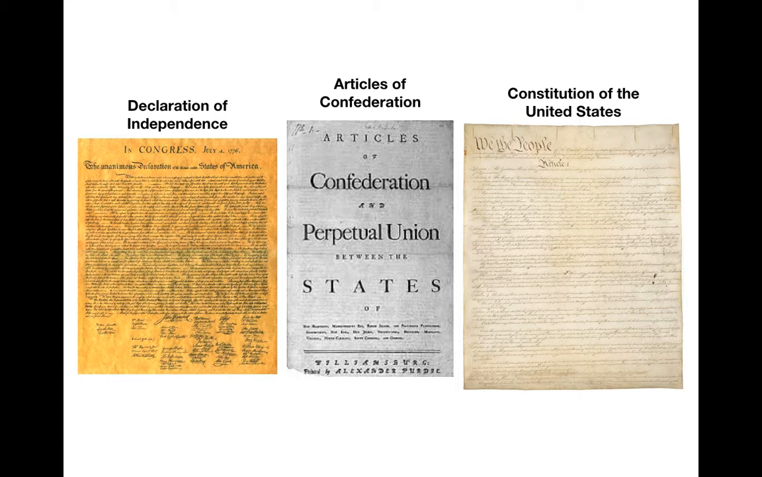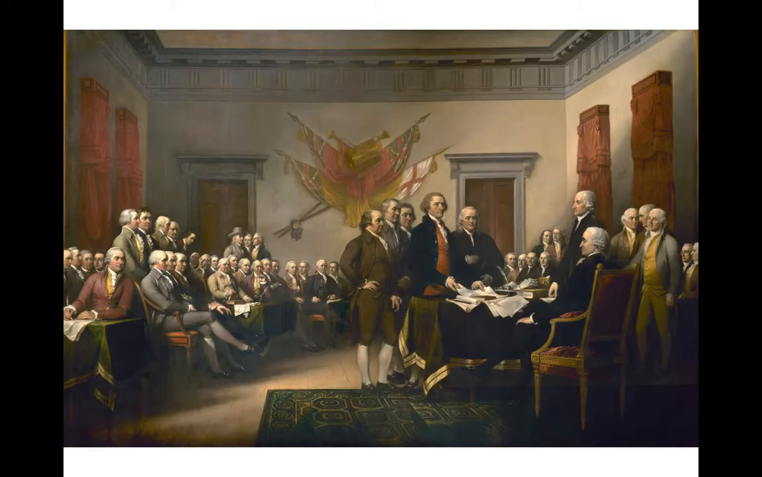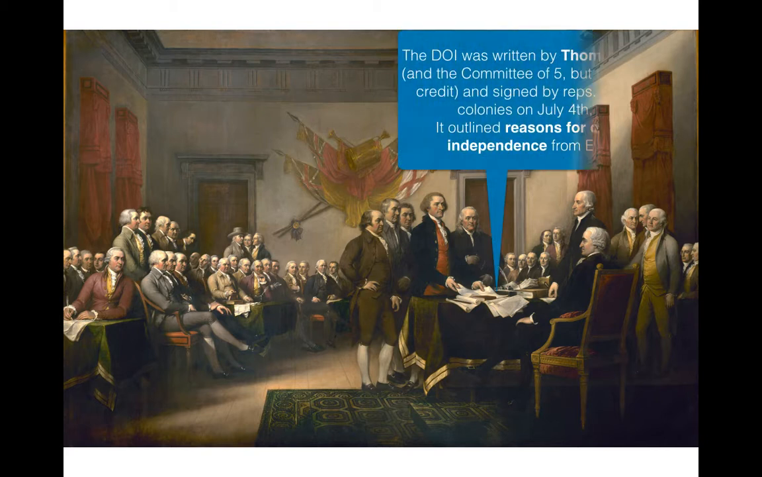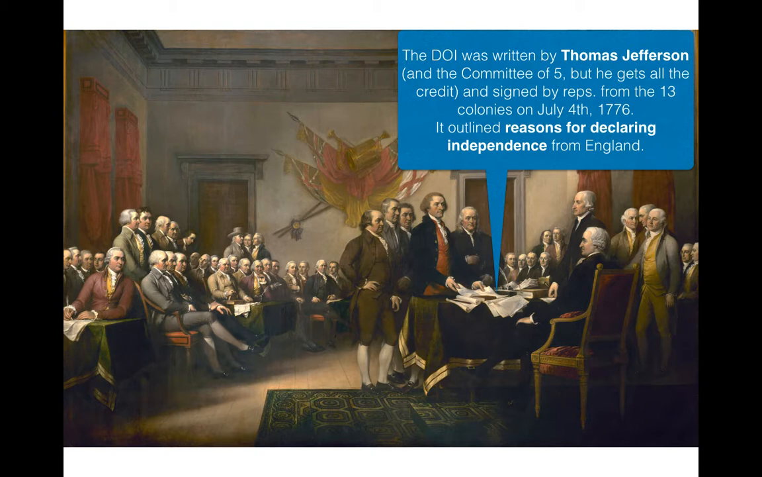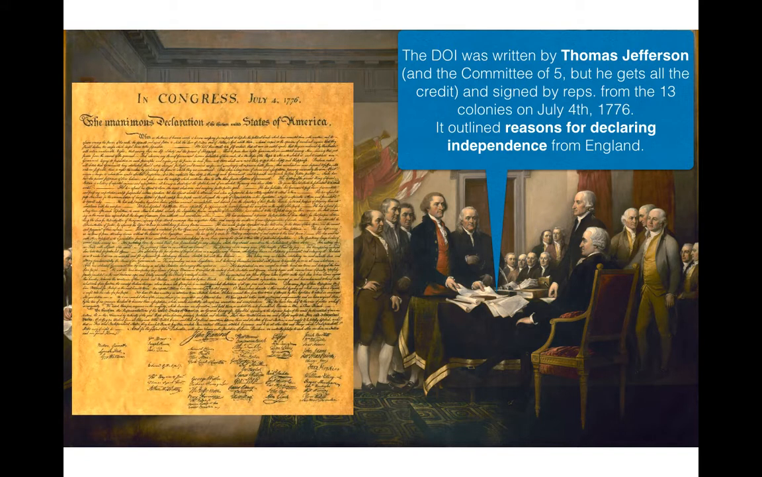And we'll look at the structure and function of the Constitution of the United States. So let's start with the Declaration of Independence. Here we are at the signing of the Declaration of Independence. It was written by Thomas Jefferson and others. There was a whole committee, but he gets a lot of the credit, mostly because he ripped off almost verbatim some of the language of John Locke, but he was the writer. And then it was signed by representatives of the 13 colonies on July 4th, 1776, thus our Independence Day. And it outlines our reasons for declaring independence from England.